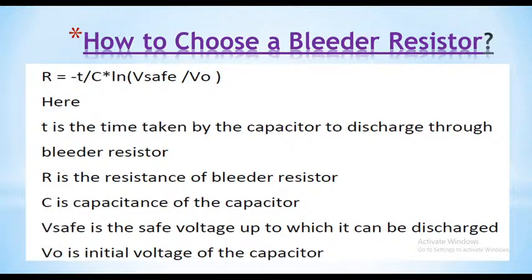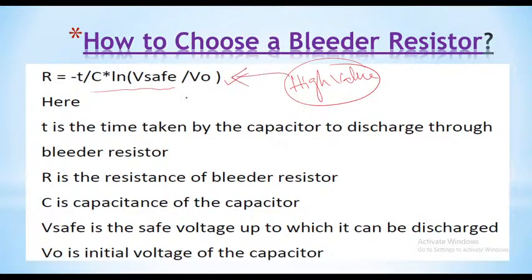What is the formula for a bleeder resistor? So it is the formula: R equals minus T by C into ln of V safe to V naught. It is the formula used to choose a bleeder resistor. Initially I said a bleeder resistor is a high value resistor, a standard high value resistor. That high value can be calculated by using this formula.